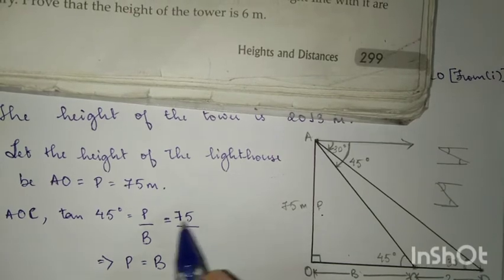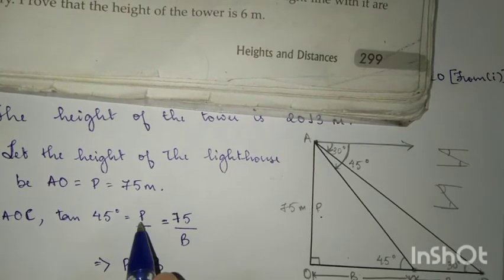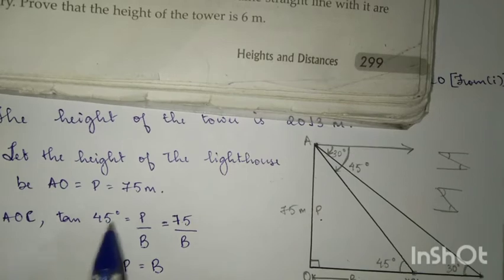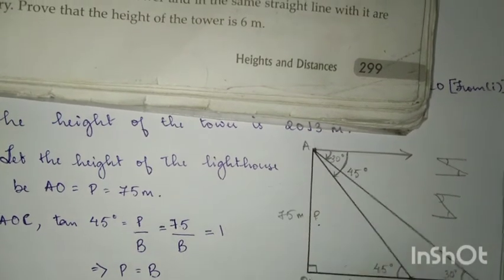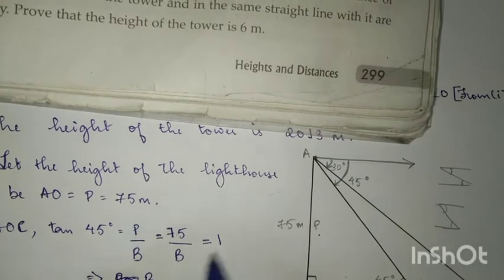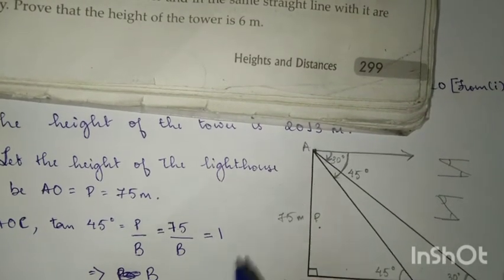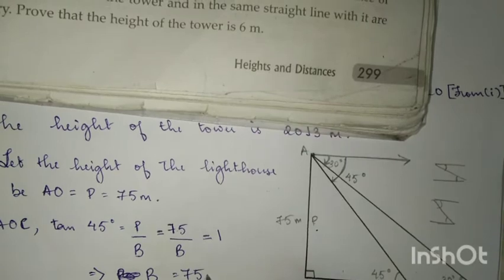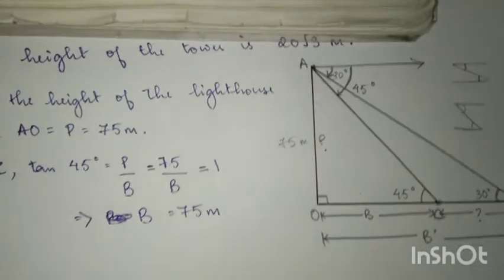Also we know that tan 45 degrees is equal to 1, right? So tan 45 is equal to 1. We're going to directly equate it here. That means B, if you shift it to this side, B will become 75 meters, okay? B is also 75 meters.